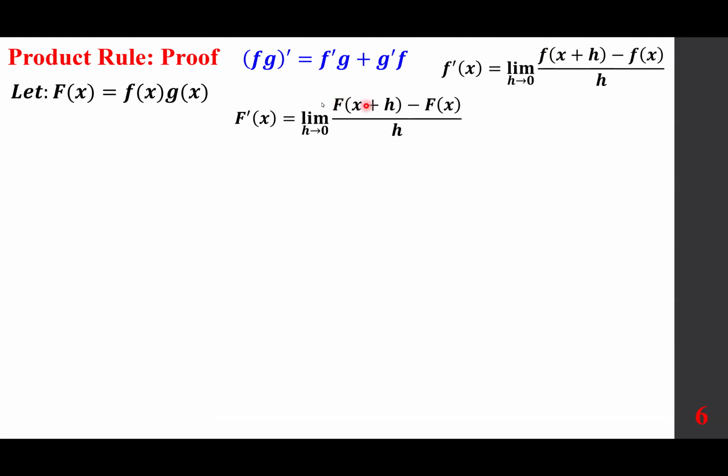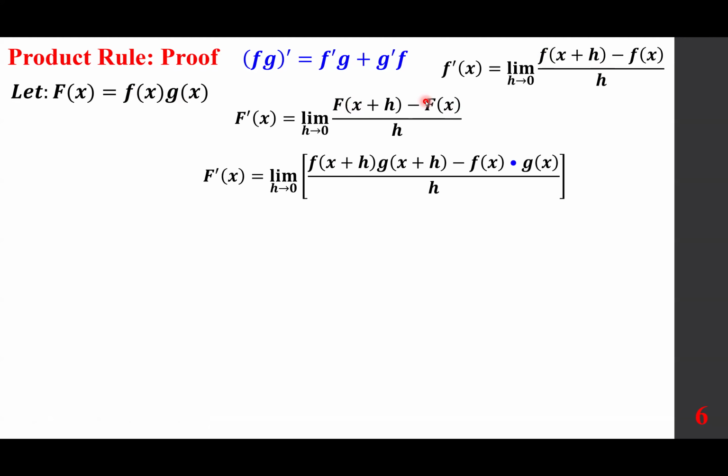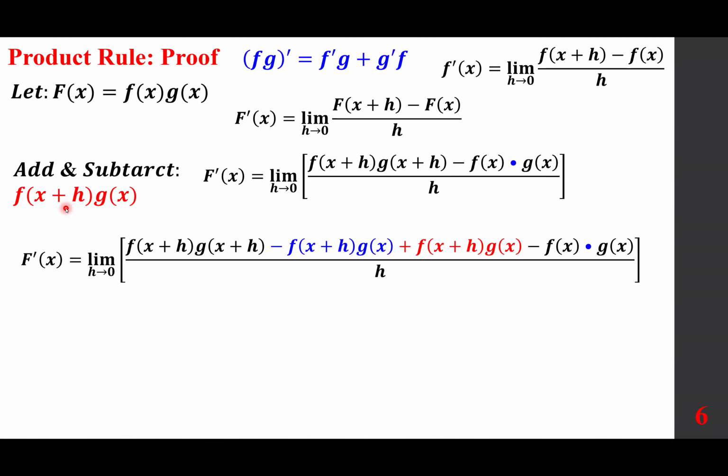And now what is capital F of x plus h? F of x plus h times g of x plus h. What is capital F of x? Just the same thing, f of x times g of x. And to do this, we're going to use a trick. We're going to add and subtract f of x plus h times g of x. So in between, we're going to add and subtract this piece. First we subtract, then we add.